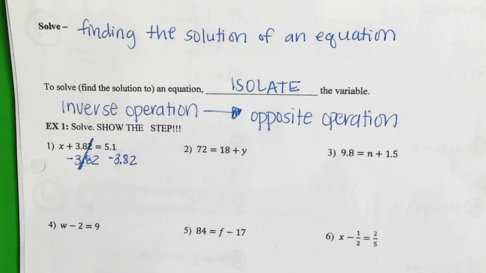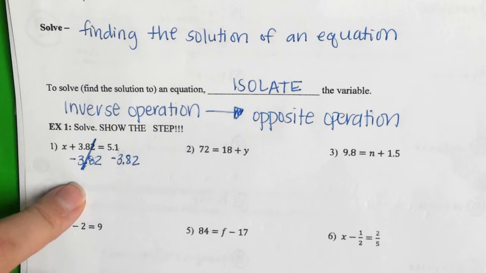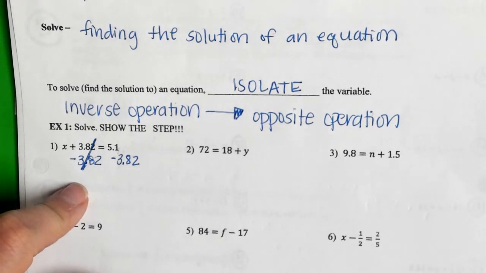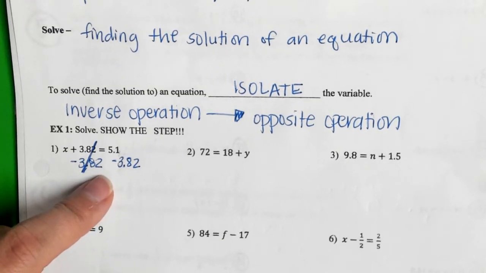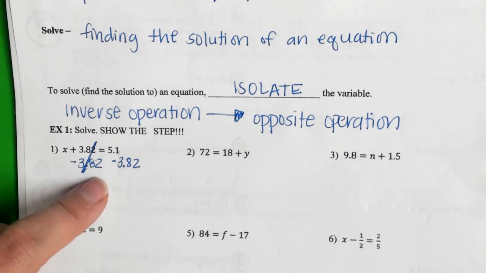Why do we have to put the number down there? Because this is actually a rule. This is called the inverse. There's actually a property that says it will undo. So we have got to show that we use the inverse operation to solve it. You have to show this.